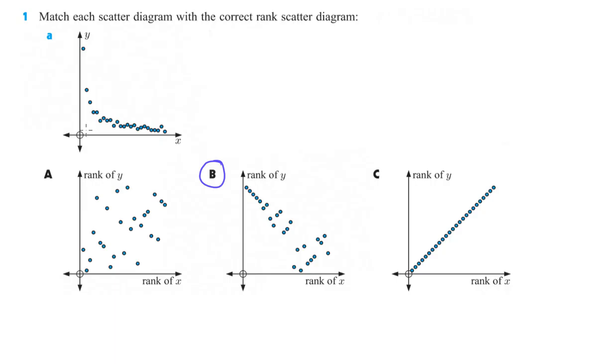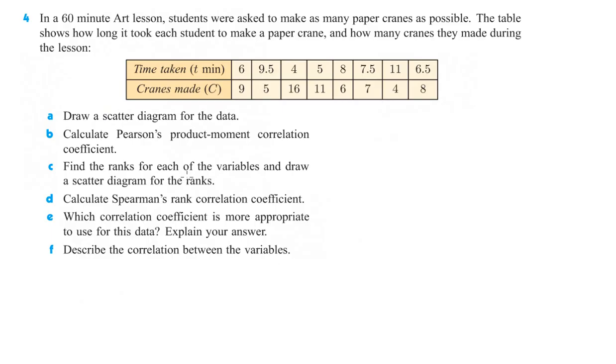Okay, if this was like a line that was going straight up and there's no weird points falling up or above that, then that's going to be this C. If it doesn't have really any relation, then it's going to be this one here. Okay. All right, next one, number 4.